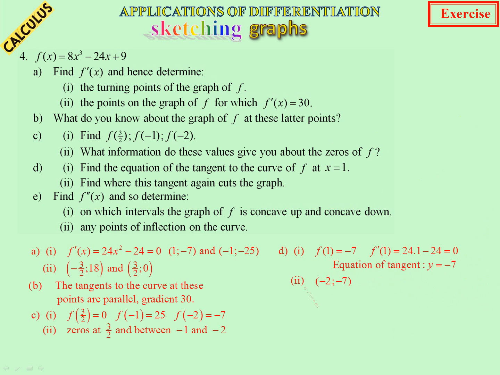Find f double prime of x. There we are. So we differentiated the derivative. Determine on which intervals the graph is concave up and down. Well, remember, concave up means happy, positive, which means second derivative positive, and concave down, second derivative negative. So it's less than 0 when x is less than 0, which means concave down for x less than 0, concave up for x greater than 0. Any points of inflection on the curve? Well, points of inflection occur when the second derivative equals 0. And therefore x equals 0 is a point of inflection.